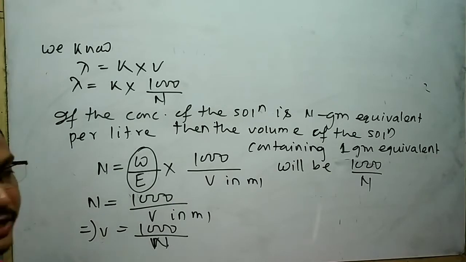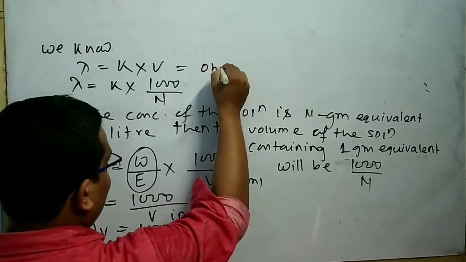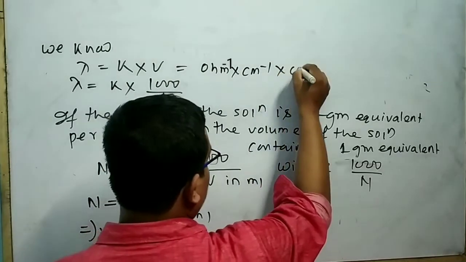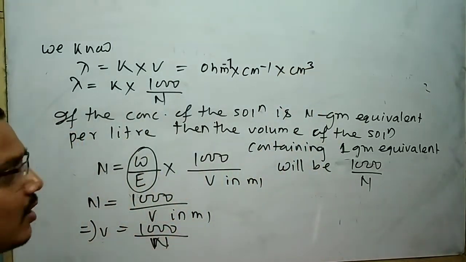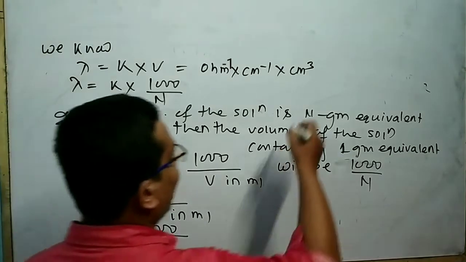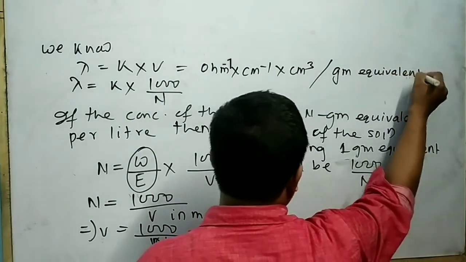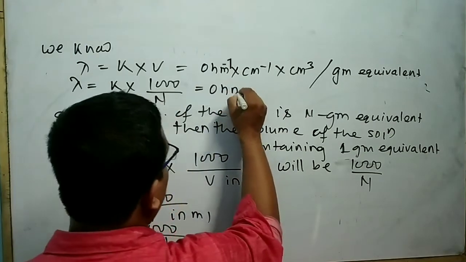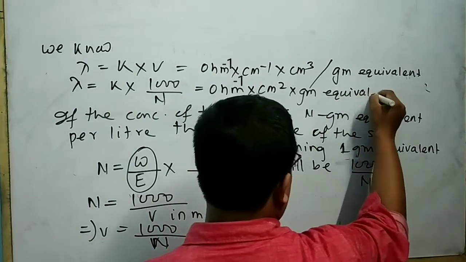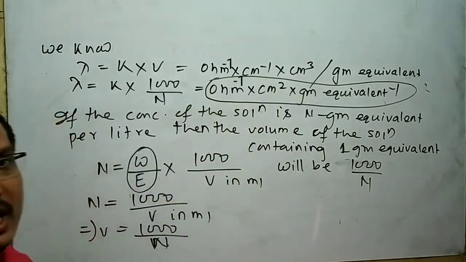Suppose I want to find out the unit of equivalent conductance. The unit of specific conductance is ohm inverse into centimeter inverse. The unit of V is cm cube. According to the definition, equivalent conductance deals with the gram equivalent. So here I can write per gram equivalent. That means I can write ohm inverse cm square into gram equivalent inverse. This is the unit of equivalent conductance.